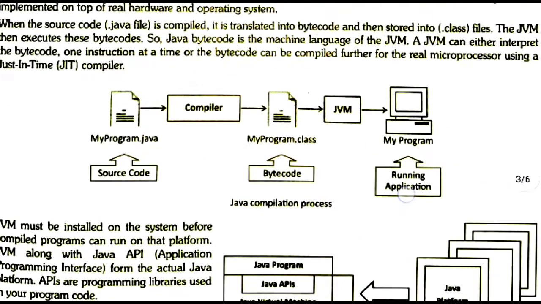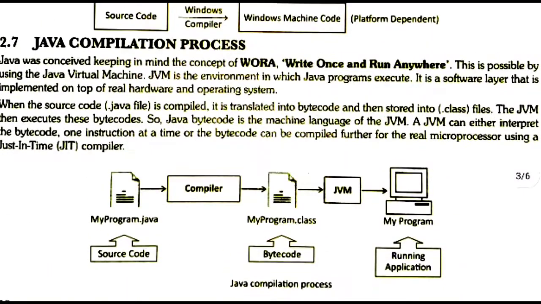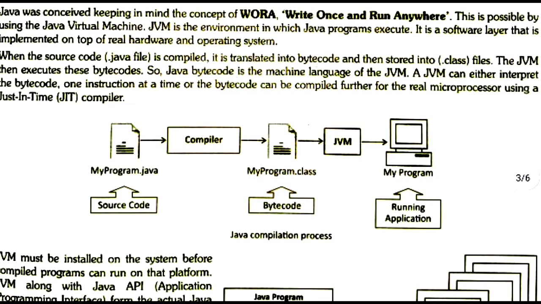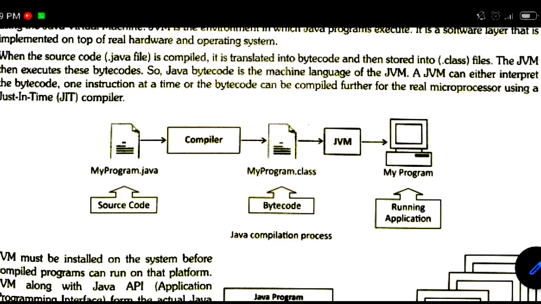So this is the Java compilation process: how the Java programs are compiled into bytecode and how the bytecode is executed by the JVM.